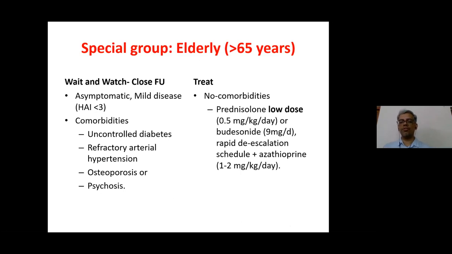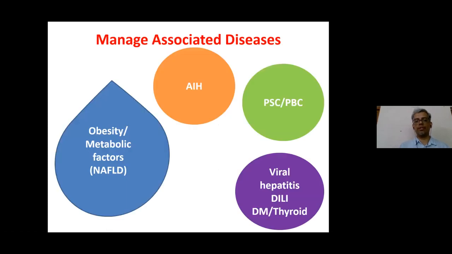Another important group: you have a patient who's 65 or 70 years old who's been diagnosed with autoimmune hepatitis. Do I treat him? If your patient has no comorbidities, you can consider low doses of prednisolone or even budesonide, and consider rapid de-escalation and add-on therapy. On the other side, you may have an elderly patient who has lots of comorbidities and complications, hypertension, diabetes, osteoporosis, psychosis, and he doesn't have very significant activity on his liver biopsy. Okay, you can take a call about wait and watch. It's not essential to treat such patients, though the recent data would suggest that adults, especially the elderly, respond very well as compared to young people. So response rates are good. Response is not an issue with the elderly population.